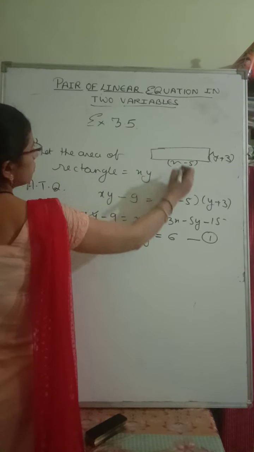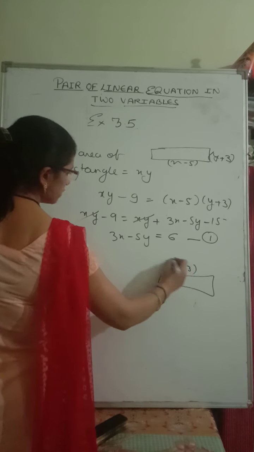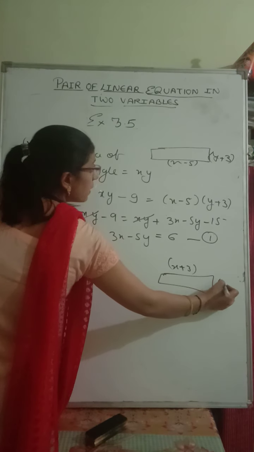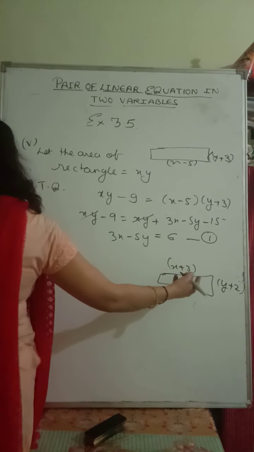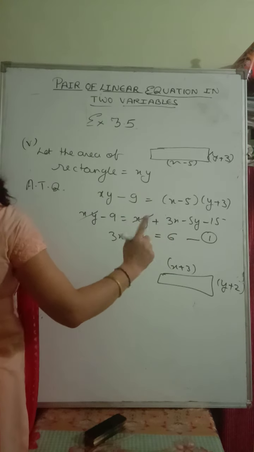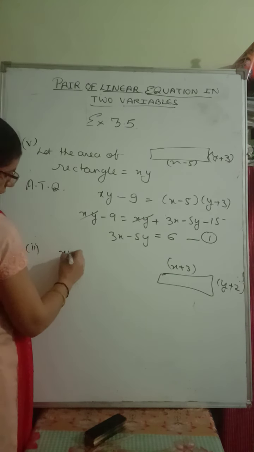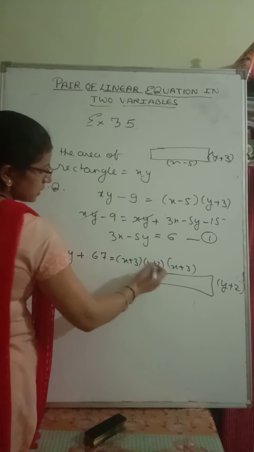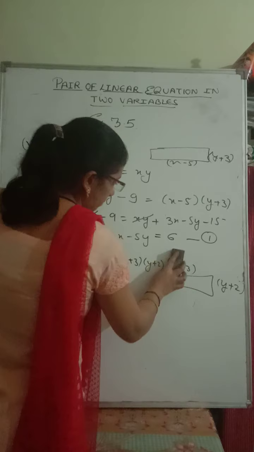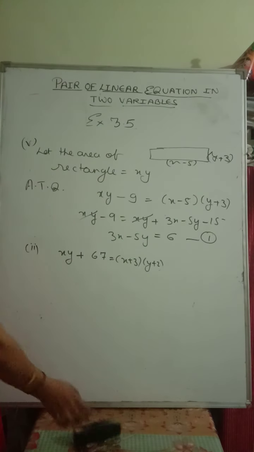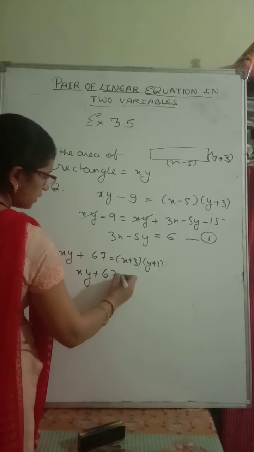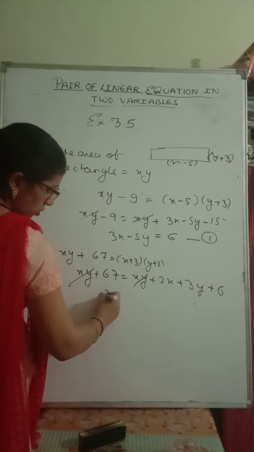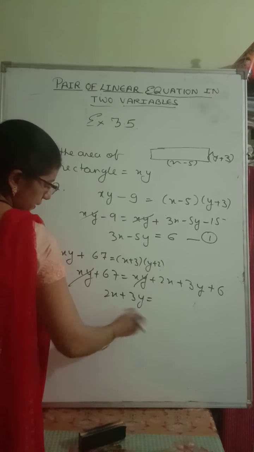If we increase the length by 3 units and the breadth by 2 units, the area increases by 67. If we increase the length by 3 units, we make it x plus 3, and the breadth by 2 units, and multiply them, the area becomes 67 more than before. So the earlier area was this, and now it is 67 more. Solve this: xy plus 67 is equal to xy plus 2x plus 3y plus 6. So xy and xy cancel out, 2x plus 3y, sending 6 to this side, 61, equation number 2.